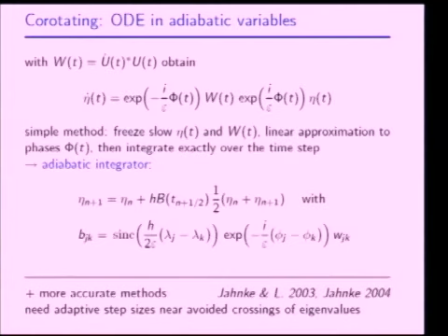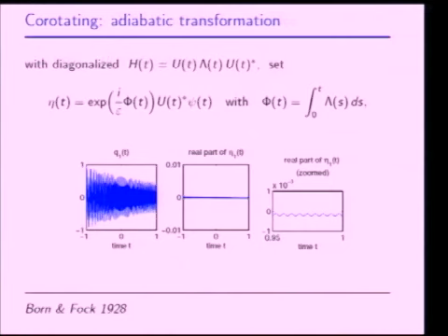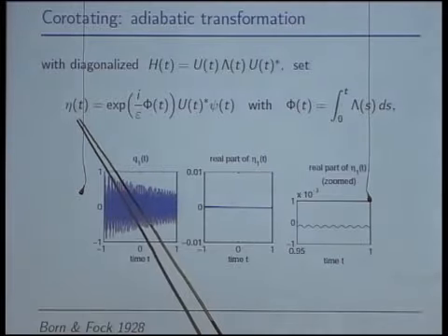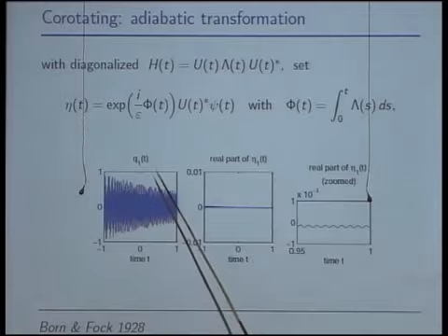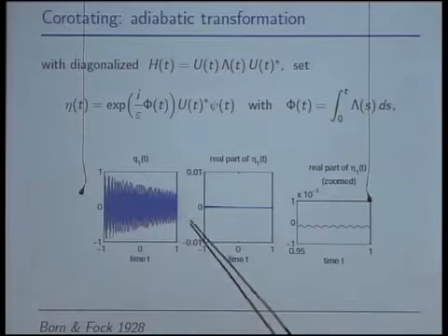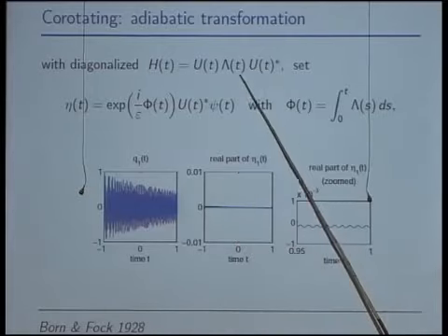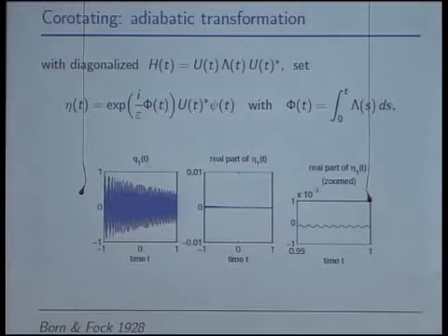Well, I should explain where the name adiabatic comes from. Born and Fock used this transformation in proving their version of the quantum adiabatic theorem, which just states that eta, or the absolute values of eta squared, which are the actions of the system, remain almost constant as long as the eigenvalues do not cross, and that's just what you observe here in a particular case.